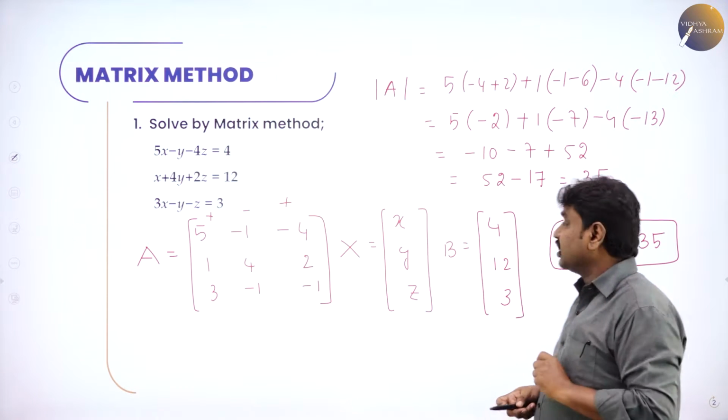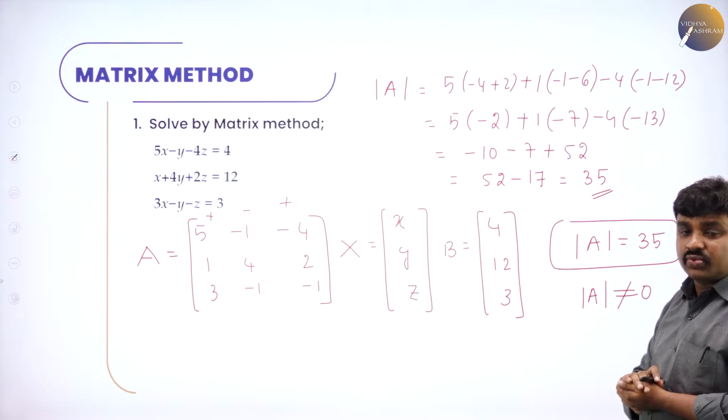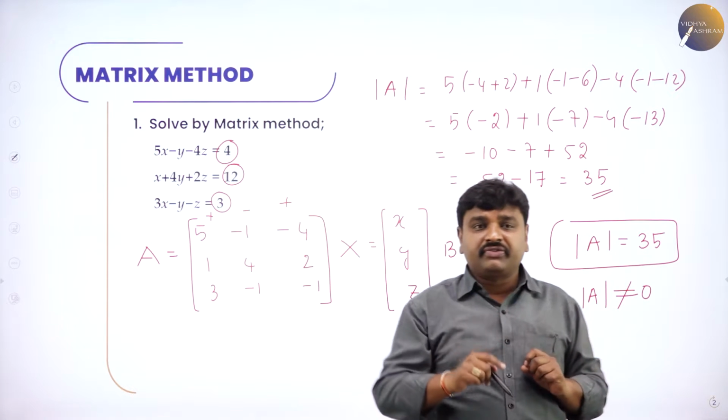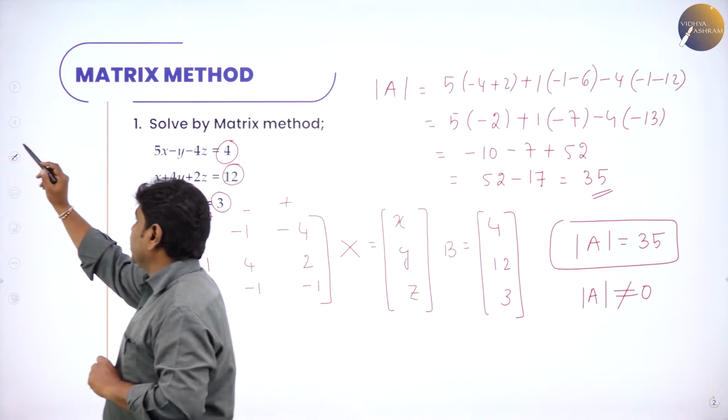Then you find determinant. You got the value of determinant. Determinant is 35. So after you find determinant, now we need to go and find adjoint. So I told you in single step you can find adjoint.